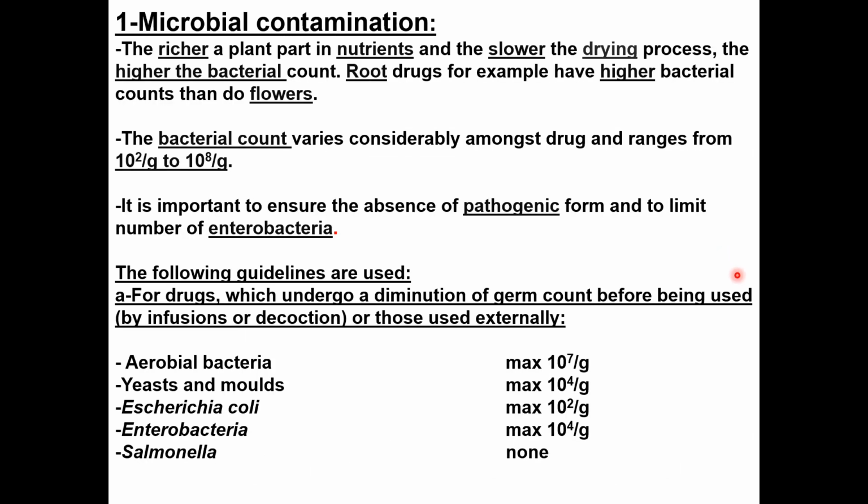First type of residues, microbial contamination. The richer the plant material or plant part is in nutrients and the slower the drying process, the larger the microbial count. For example, roots, rhizomes and so on, which contain nutrients, usually contain higher bacterial counts than flowers or leaves. The bacterial count ranges from 100 to probably 100 million per gram. It is very important to ensure that we have no pathogenic organisms and that the enterobacteria are reduced to a small amount.